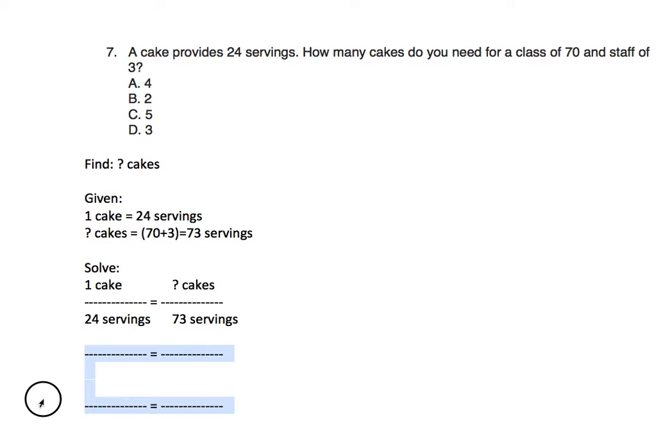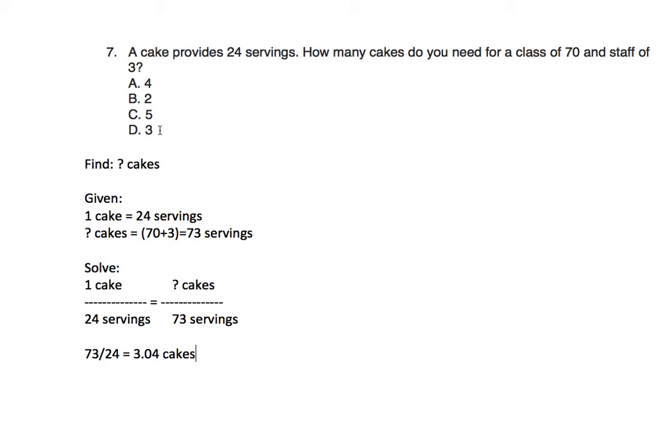Okay, so like with the others, we're going to cross multiply. 1 times 73 is 73. Divide by what's left, which is 24, and that equals 73 divided by 24. You're going to use your calculator for this, and we get 3.04 cakes.